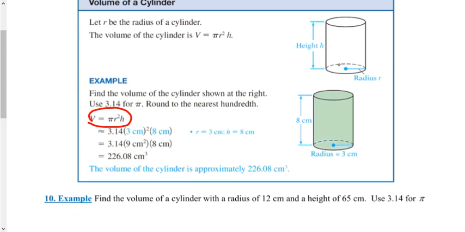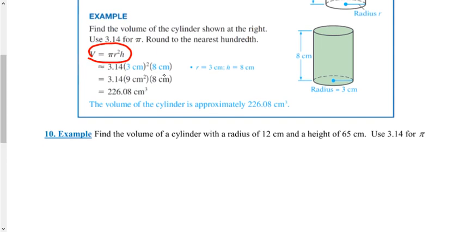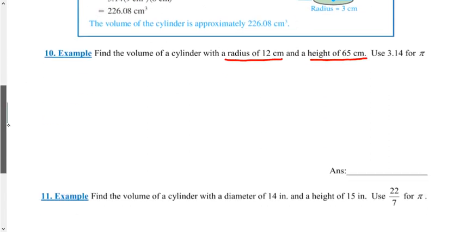So actually, you would do this for pretty much any prism. You find the area of the base. This isn't a prism, but you find the area of the base, and you're just going to multiply it times the height. That's a very standard thing to do to find volumes like this. Okay, so in this particular cylinder, it says find the volume of a cylinder with radius 12 centimeters, so they give us the radius, and a height of 65 centimeters.